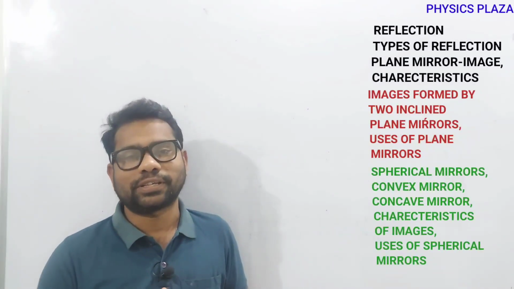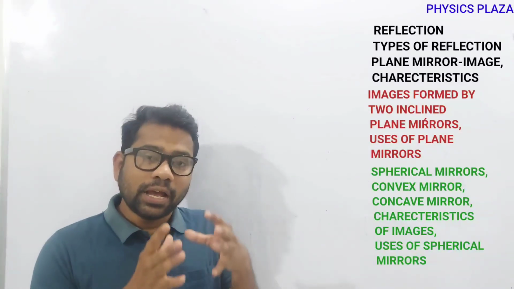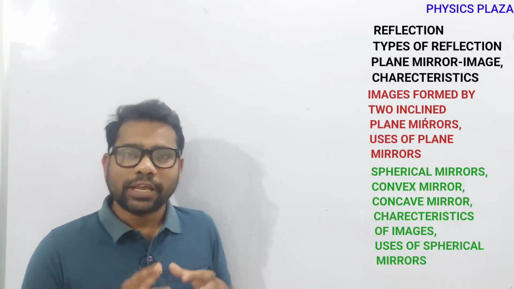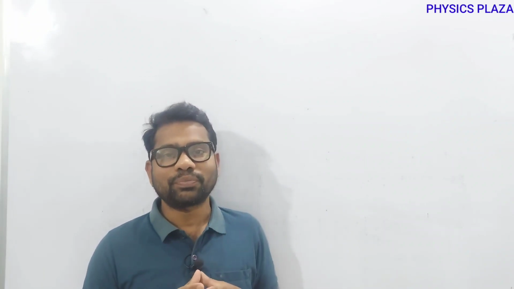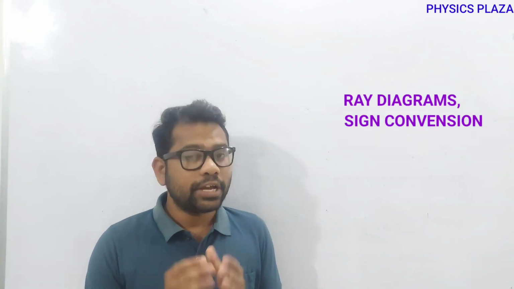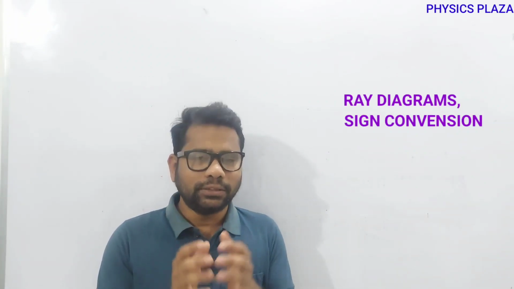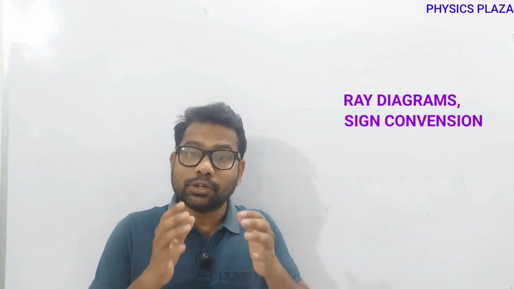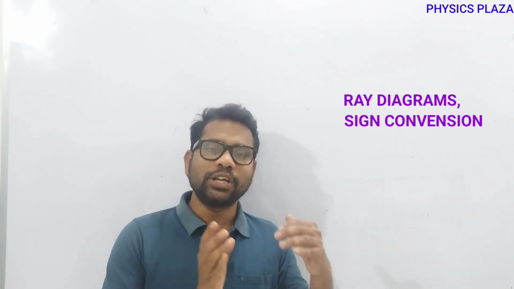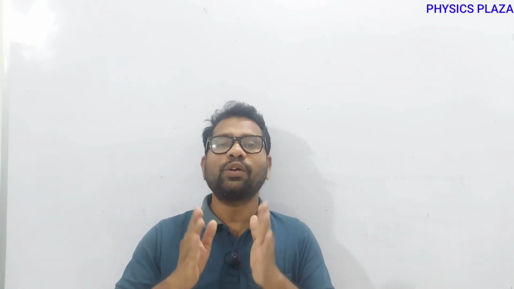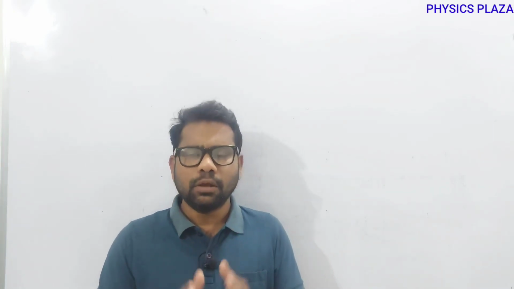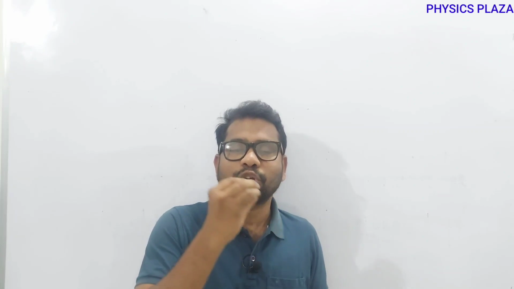about spherical mirrors. Especially we discuss the ray diagrams, that is image formed by a concave mirror, image formed by a convex mirror, especially sign convention, children. This sign convention is very important in order to solve the numericals based on spherical mirrors. And finally, we discuss the applications of concave mirror and convex mirror. Children, these are the most important topics from this chapter, reflection of light.